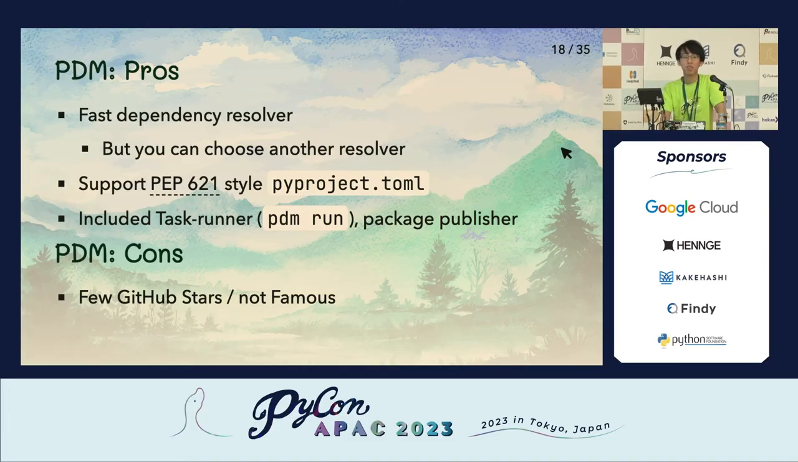Right. Any more questions? Thank you for your comparisons, that was insightful. You only had one negative for Poetry, which was the support for the PEP 621 pyproject.toml style. If they added that, would your recommendations have changed? And if so, how?